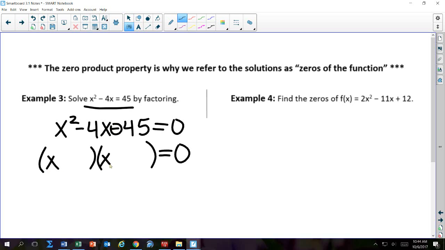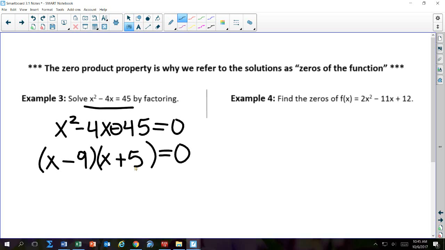Last times last, we want it to be 45. What are some factors of 45? 9 and 5. I think that'll work, right? With 9 and 5, is there a way to get to negative 4 using 9 and 5? Yeah. Which one would have to be negative, 9 or 5? 9 would have to be negative, right? 9 is negative, 5 is positive. Check your outers and inners and make sure it adds up to negative 4x.